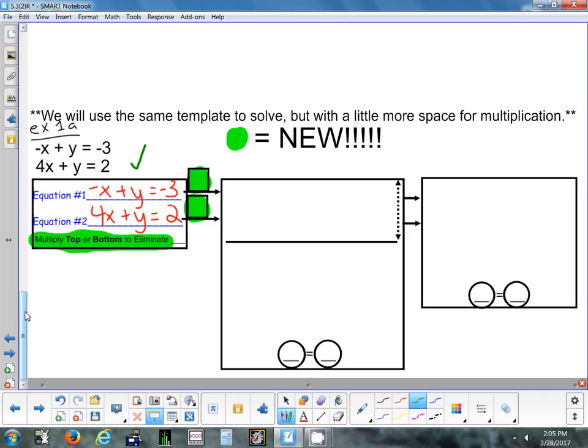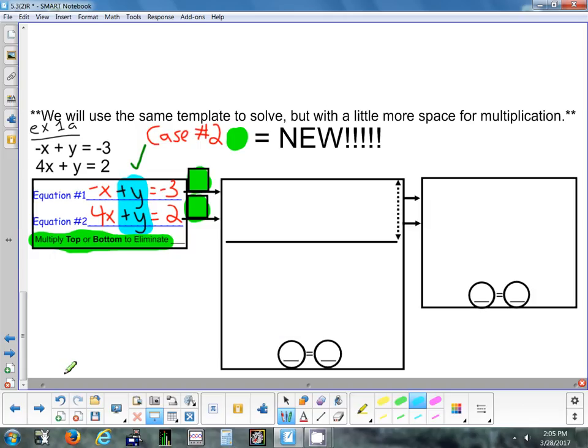So case 2 was what? Single variable in both equations? What variable is single in both equations? The y. Excellent. So we know this is going to be case number 2. All right, that's going to be case number 2.